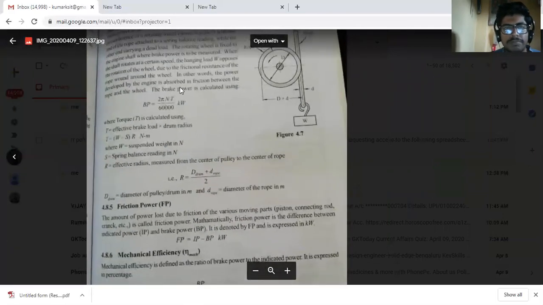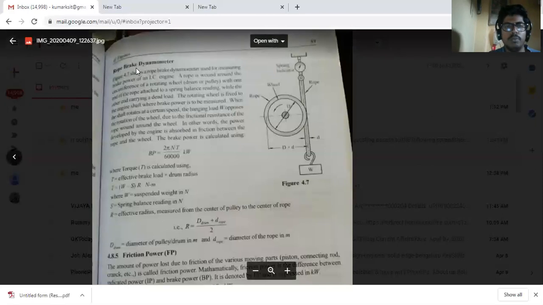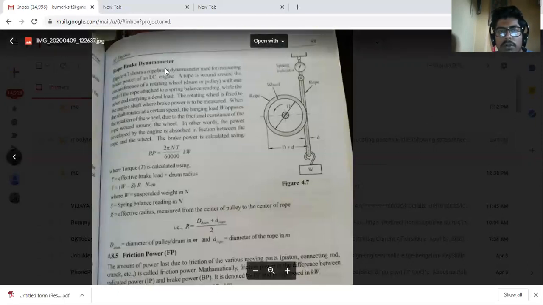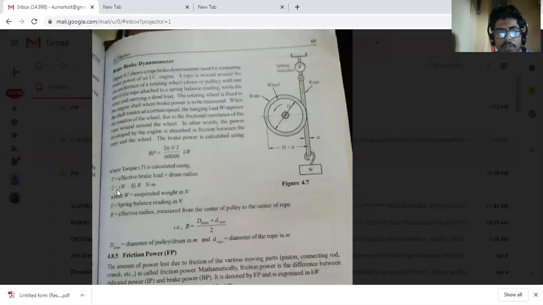So here, the rope brake dynamometer measures whatever torque the engine is producing. The formula is T equals (W minus S) into R, expressed in Newton meter.